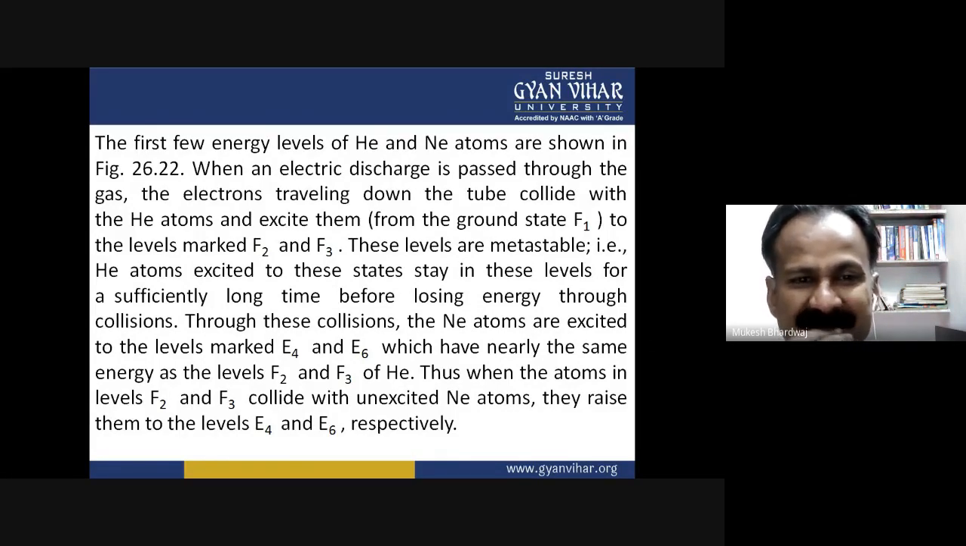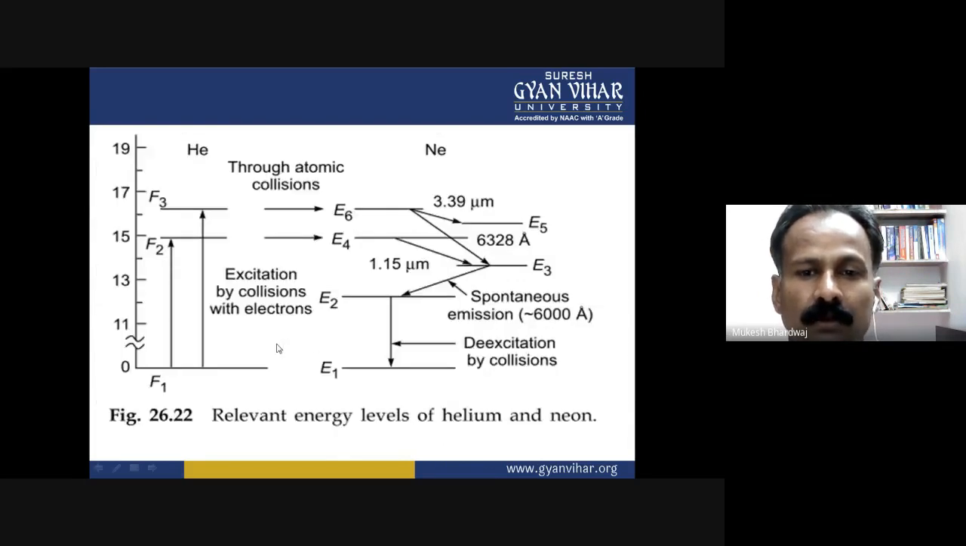Through these collisions, the neon atoms are excited to the levels marked E4 and E6, which have nearly the same energy as levels F2 and F3 of helium. Thus, when the atoms in levels F2 and F3 collide with unexcited neon atoms, they raise them to the levels E4 and E6 respectively. This is the diagrammatic representation. Relevant energy levels of helium and neon are shown in the figure.